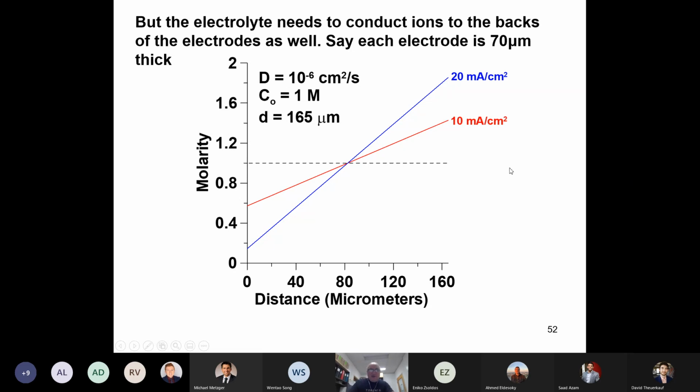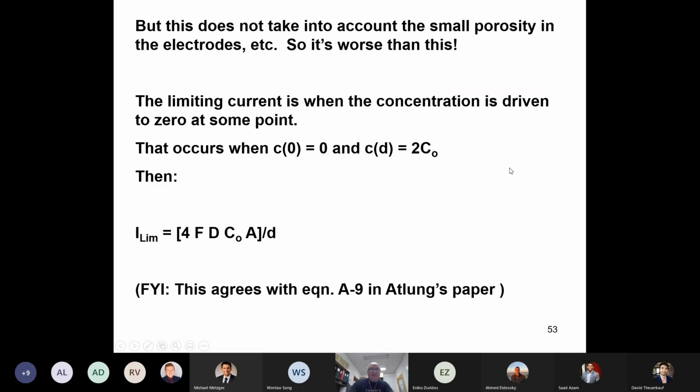So what is the value of the current density when this occurs? Well, it's easy to work out. The limiting current is when the concentration is driven to 0 at some point. And that occurs when the concentration at the left-hand electrode equals 0, and the concentration at the right-hand electrode is twice the equilibrium concentration. So then you can work out the limiting current, and you get this expression. And this agrees with equation A9 in Atlung's paper that we're about to talk about.